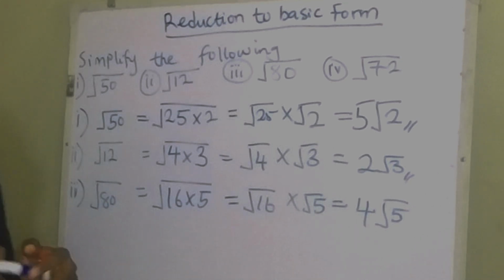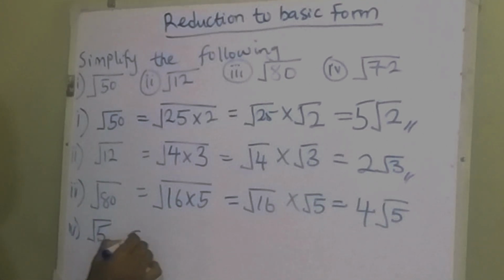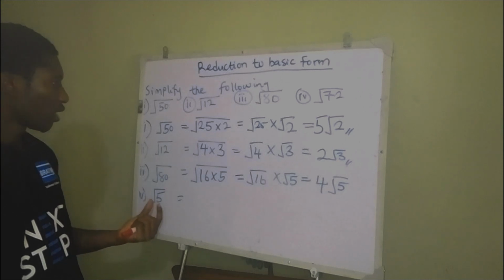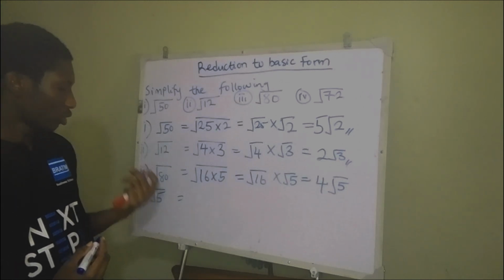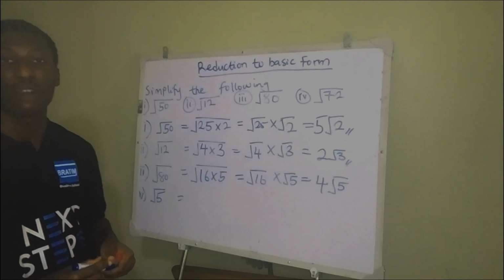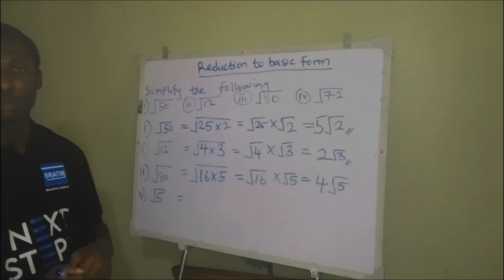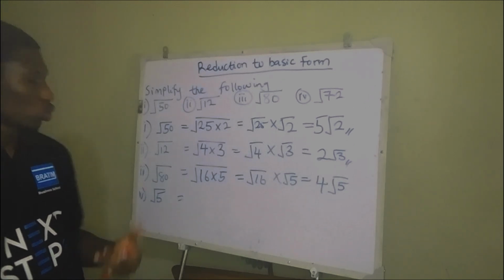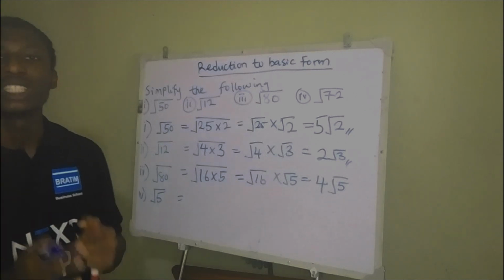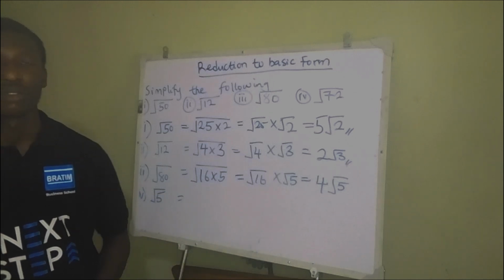Now, there is something I want us to know. If I'm given the expression square root of 5 to reduce to its basic form, is there any factor in this number 5 that is a perfect square? No, because you can only do 5 times 1. So therefore, square root of 5 is already in its reduced form. So there is no need of reducing this to any other form.